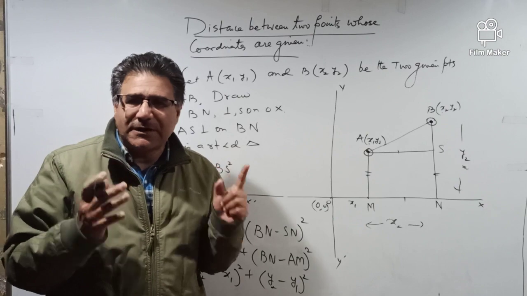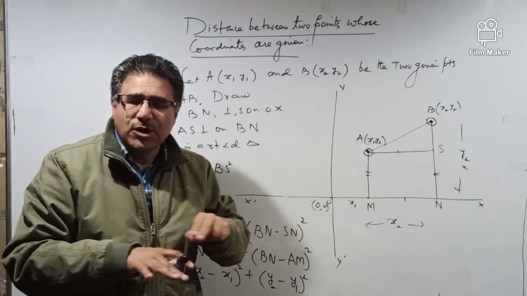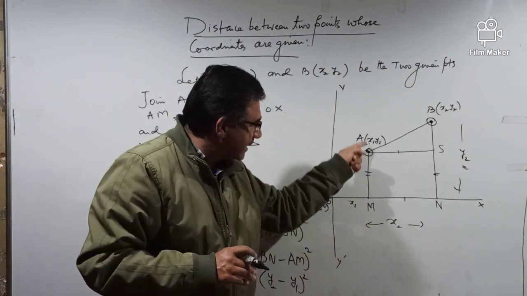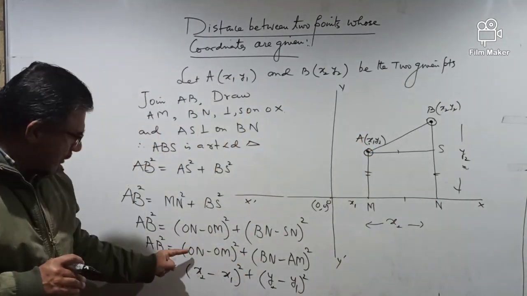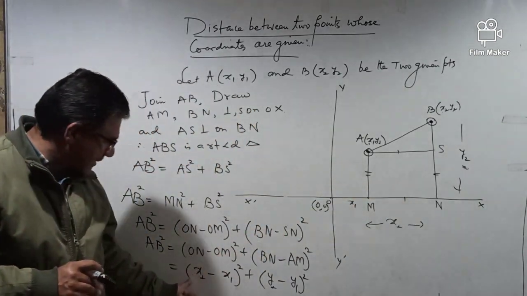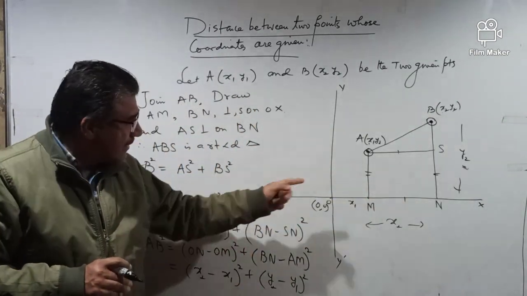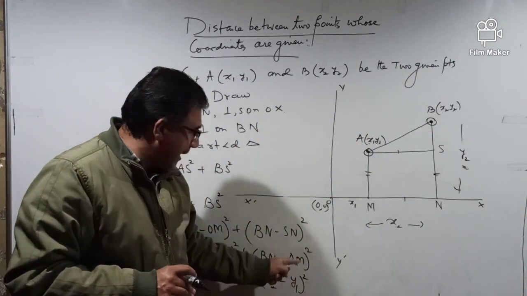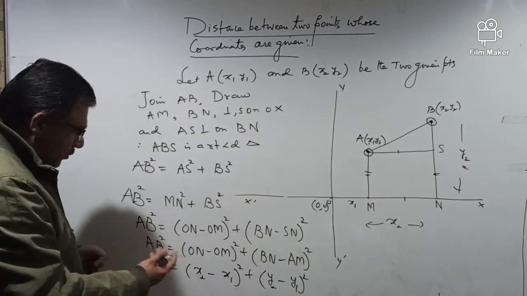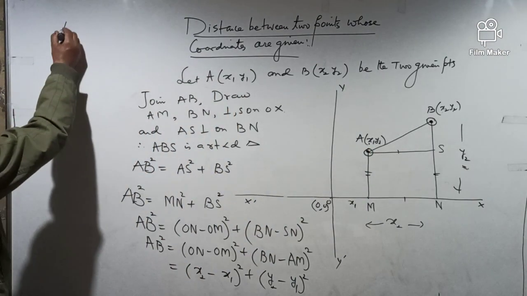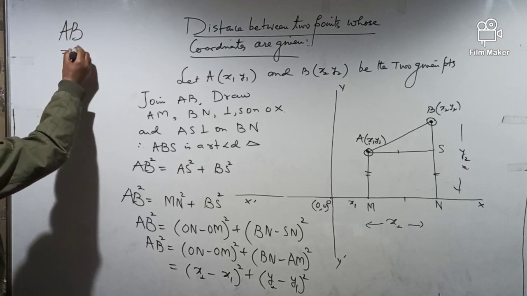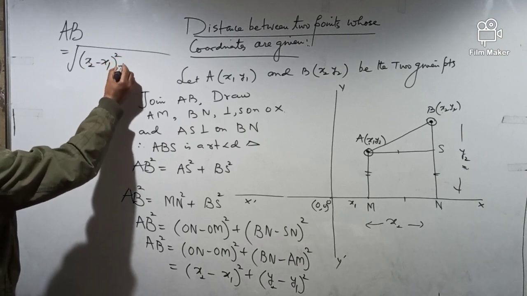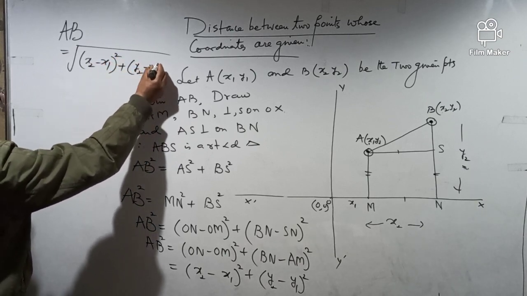Height is always represented by y and the horizontal distance is represented by x, and vertical distance is represented by y. So now see ON is horizontal, so it is x. OM is horizontal, so it is again x. This BN is vertical, it is y, and AM is also vertical, this is y. So after this I will write AB is equal to under root of x2 minus x1 का whole square plus y2 minus y1 का whole square.